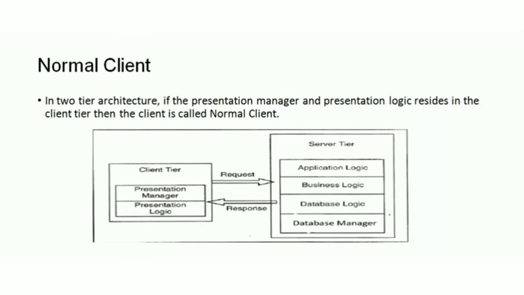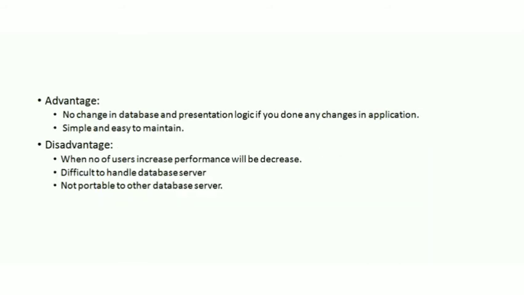So this is the basic types of client. What are the advantages and disadvantages of two-tier architecture? So the advantage is that you don't have to change your application when you change your database and presentation logic or any application.